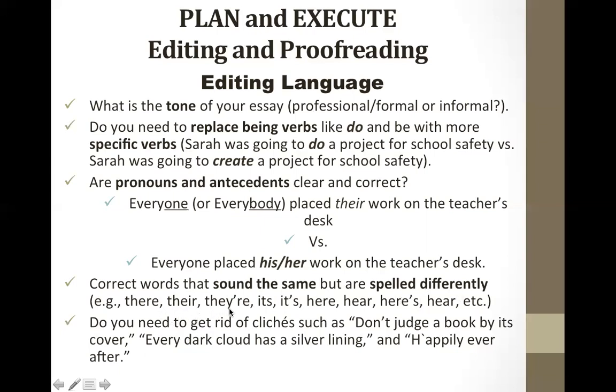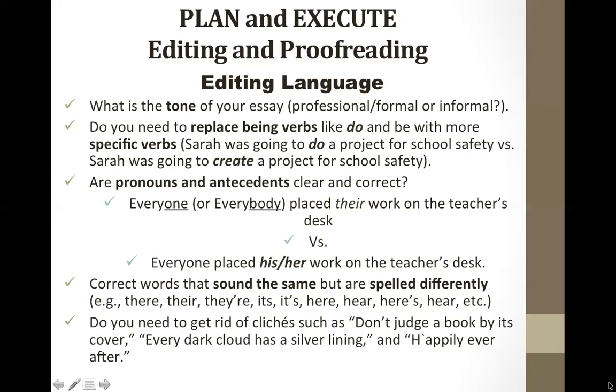Correct words that sound the same, homonyms, homophones, that are spelled differently. There, their, and they're. It's and its. Here, here's, and hear. And then, well, that should have been an S, etc. And that's only a few of them. And spell check many times will not catch that.